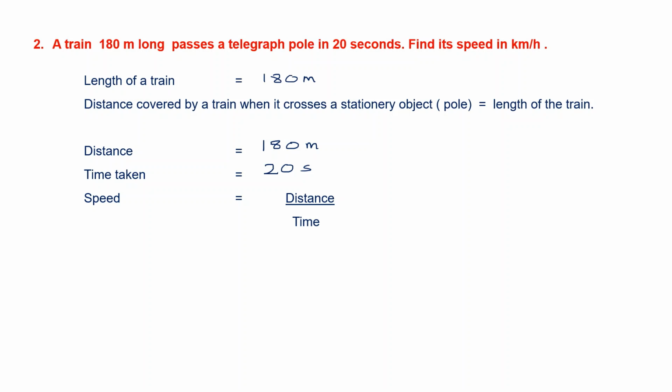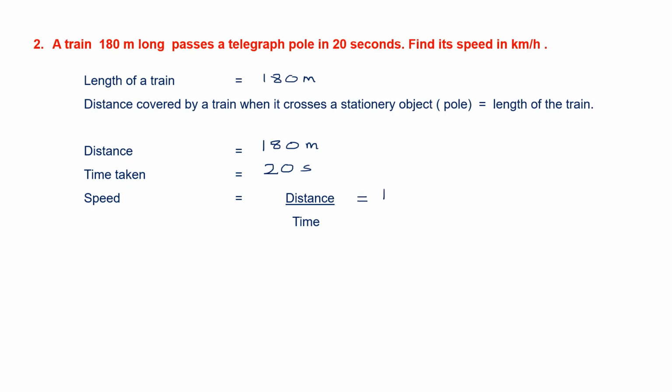There are two ways in which you can do this. One, you can convert meters to kilometers and seconds to hours, and then find your answer. Or you find the distance by time, that is the speed, in meters per second and then convert it to kilometers per hour. You can do it in any one of these ways. So let me do it this way, where we convert meters per second into kilometers per hour.